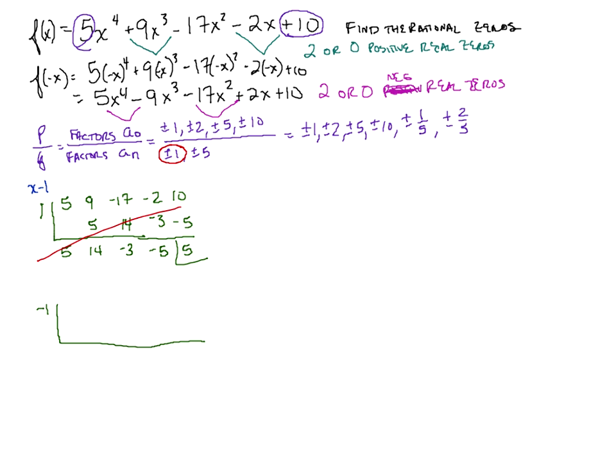And that would correspond to a factor of x plus 1. You good so far, Kaylee? Yes. Okay. 5, 9, negative 17, negative 2, and 10. Combine down, multiply, combine down, multiply, combine down, multiply, combine down, multiply, combine down, fails. All right, moving on to positive 2.